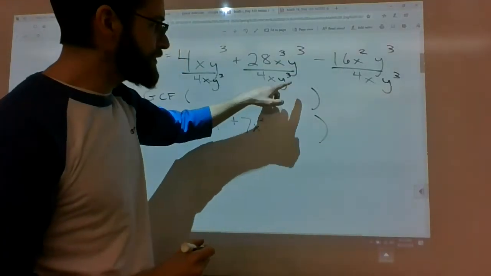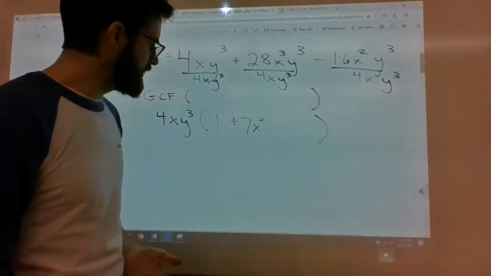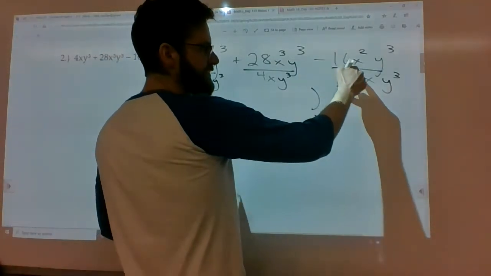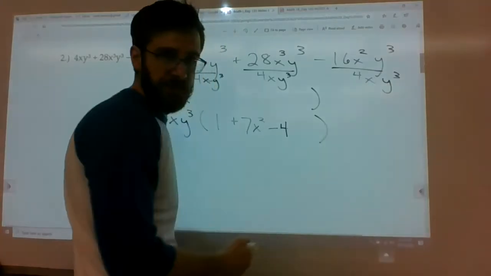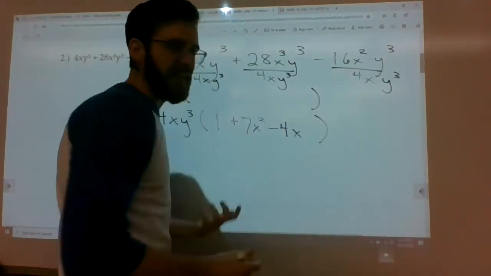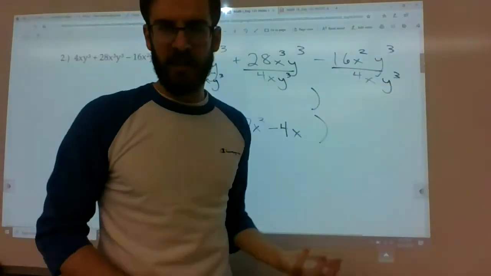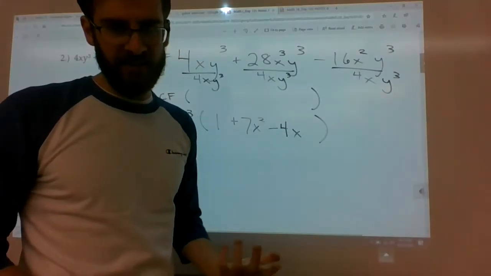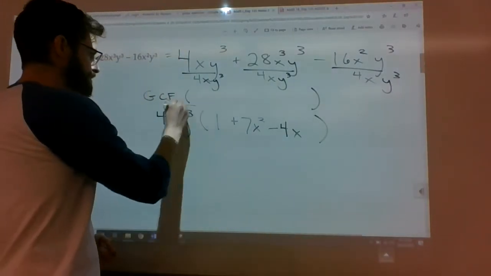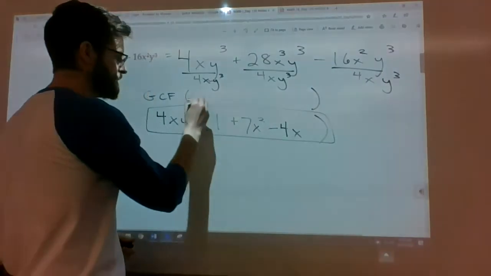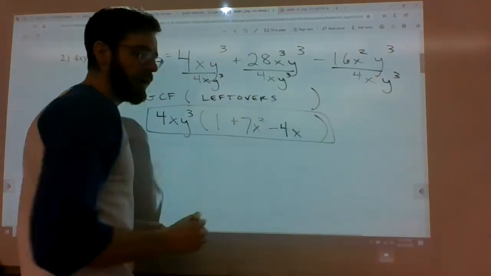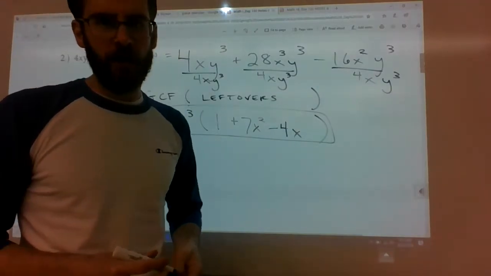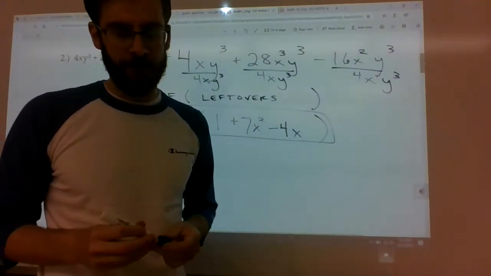The y cubes cancel each other out completely. And then you have negative 16 divided by 4 is minus 4. X squared over x is just going to be x. And again, the y cubes here are going to cancel out completely, leaving no more y's inside the group. All right, so that's the alternate way of factoring where you don't have to actually do prime factorization.